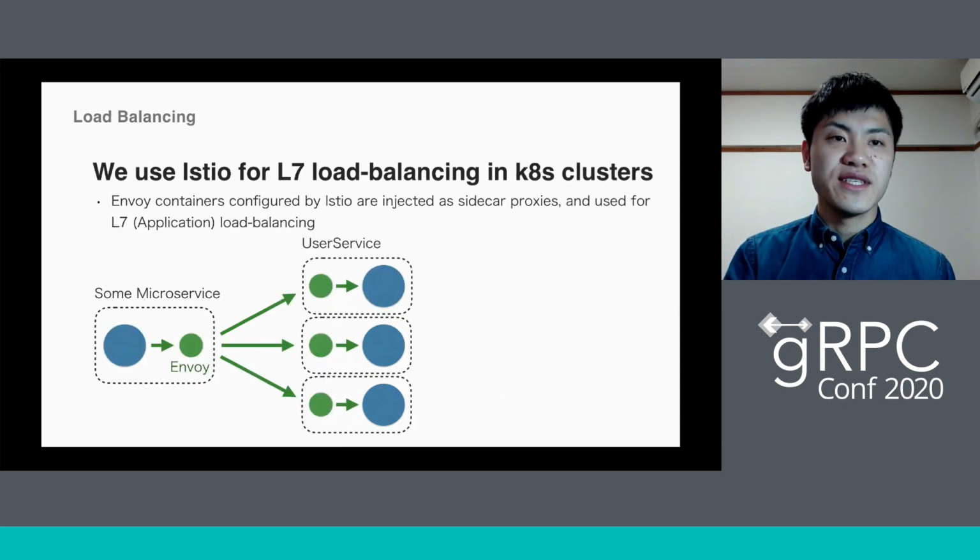So we use Istio for L7 load balancing in Kubernetes clusters. As shown here, envoy containers configured by Istio are injected as sidecar proxies and used for L7 application level load balancing. By this configuration, the load is evenly distributed.